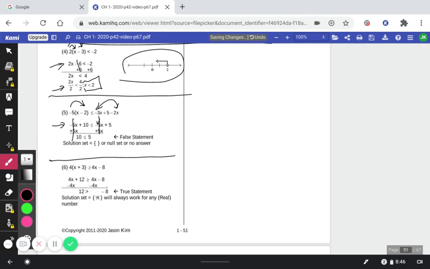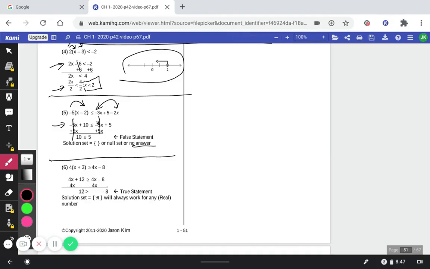So now remember that in an equation, when we have x cancel out, you could have a true statement or a false statement. So in this case, 10 is not less than or equal to 5, so it's a false statement. So that means no solution. So the answer becomes no solution.